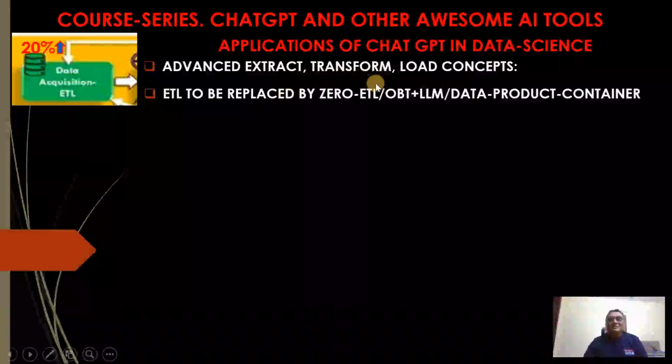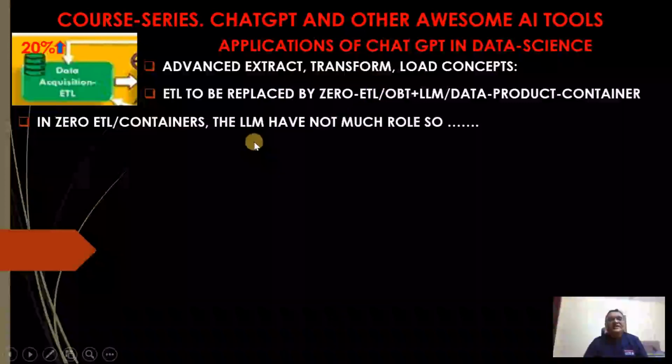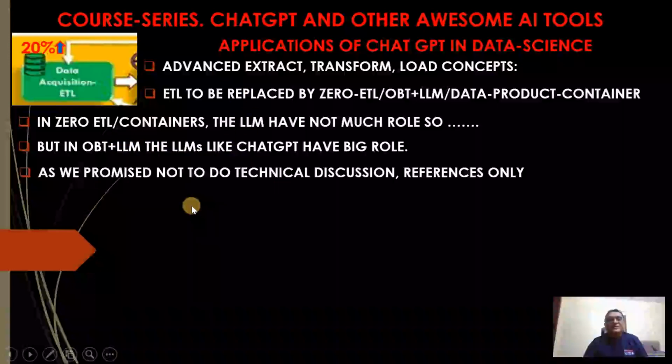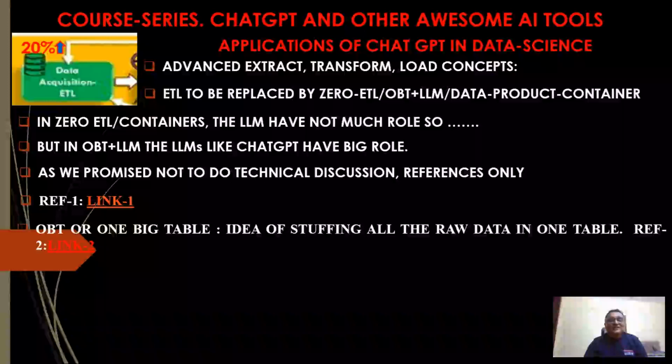However, we will not talk much about these two, zero ETL and containers, because a large language model like ChatGPT does not have much role in that, and we want to focus only on uses of ChatGPT here. But this OBT, that is one big table, and LLM, here ChatGPT can have a big role. And you will say that I promised not to do technical discussion. So that's why I'm providing only the references.